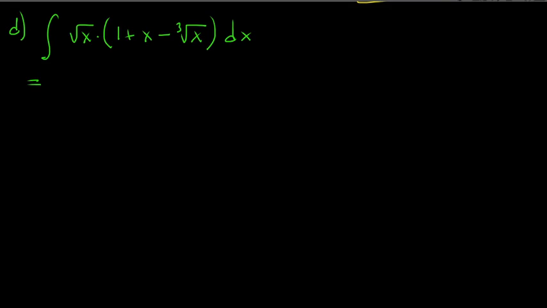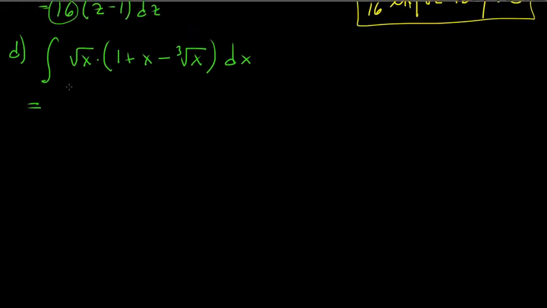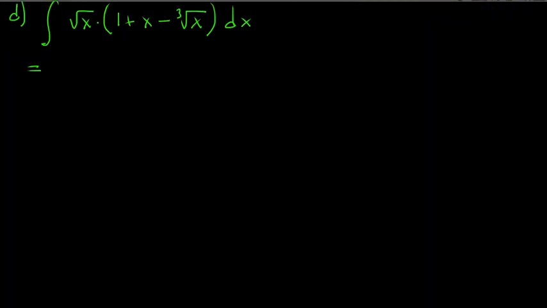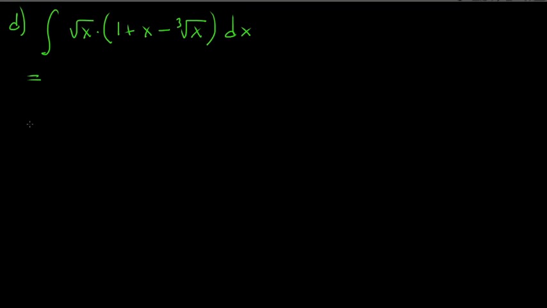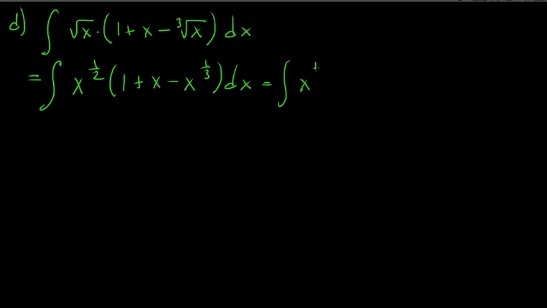Whatever you select to be your u is probably not going to end up working to have a du as another factor. So, oh gosh, this keeps moving. Right. So the idea is just multiply it out, right? This is x to the 1/2 times 1 plus x minus x to the 1/3. So you just get x to the 1/2 plus x to the 3/2 minus x to the 1/2 plus 1/3 is 5/6.